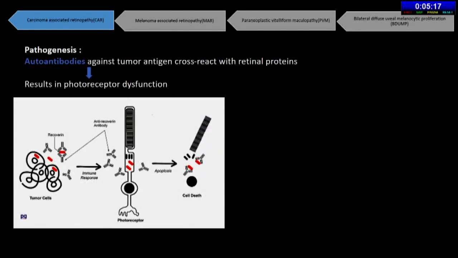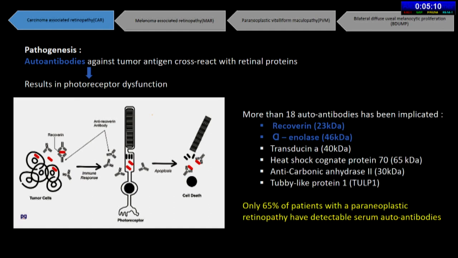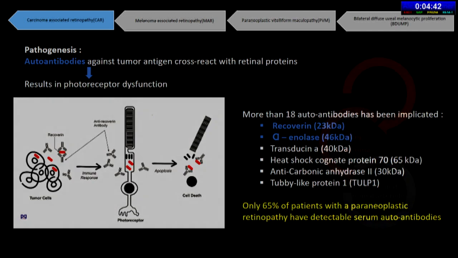Now, like I said, it's autoantibodies against the tumor antigen that cross-react with the retinal proteins and result in the dysfunction. So multiple autoantibodies have been implicated. The most common are recoverin and alpha-enolase, and only in 65% of patients do we actually have a detectable autoantibody. I want to bring to everybody's notice that this autoantibody testing is done in very few centers across the world and is very expensive, and it's very difficult also to send the sample from here to another country because it has a lot of paperwork involved in it.